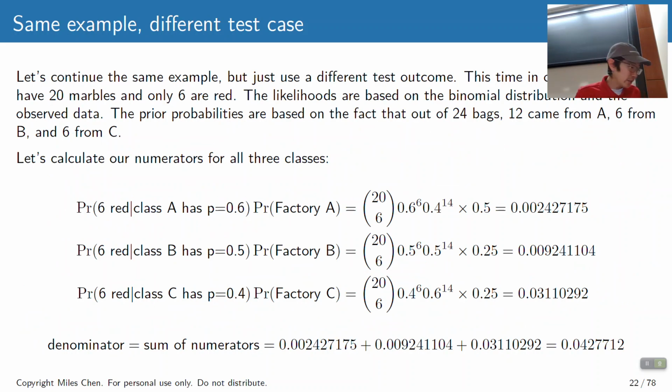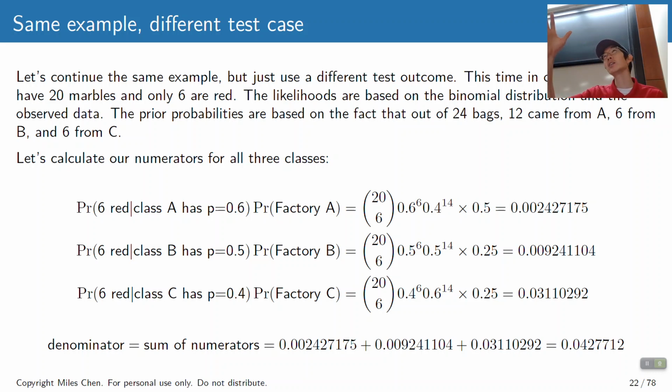All right, let's say we do the same thing, but this time our test case, when we open it up, was not 10 red, but rather there were only 6 red marbles. So we open up, there's 20 marbles total, and only 6 of them are red. So my test case is only 30% red. Now when we do our likelihood calculations, which factory has the highest likelihood? In this case, factory C has the highest likelihood, right?